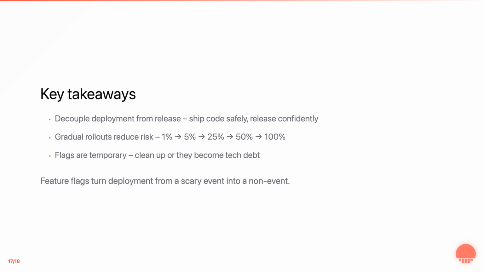Here's what you need to remember. Deployment and release are not the same thing. Ship your code dark, turn it on when ready. Go gradual, 1%, then 5, then 25. Each step builds confidence and catches problems while they're small. And this is critical. Flags are not permanent architecture. Set a cleanup date, or they'll haunt your codebase forever. Done right, feature flags transform deployment from that sweaty, nail-biting event into just another Tuesday.